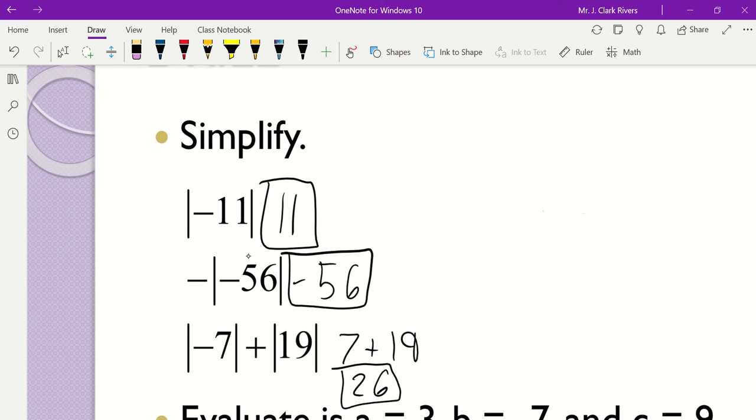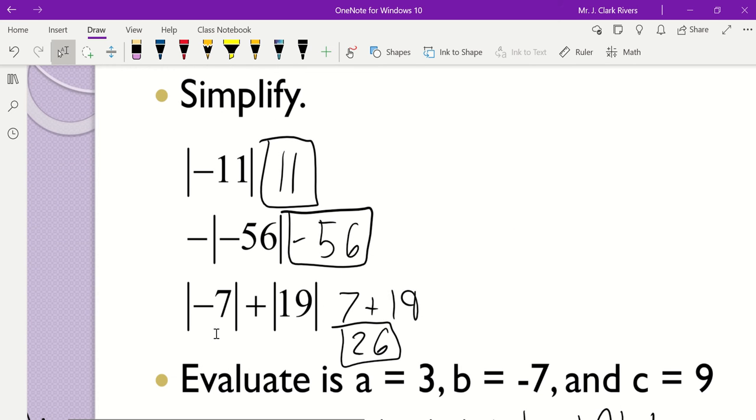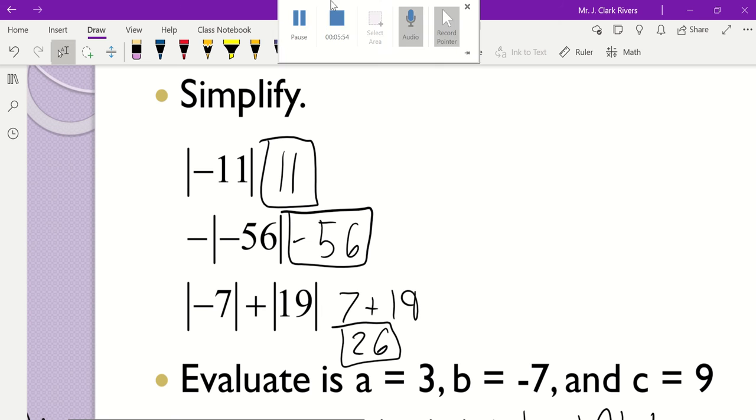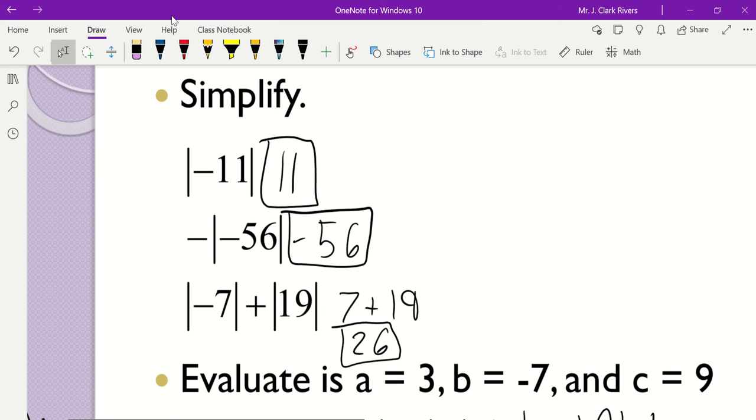Next problem. Absolute value of negative 7 is 7 plus the absolute value of 19 is 19. 7 plus 19 is 26. Blair, great job on those three problems. Blair, pick a number between 1 and 18 for me. 8. Caitlin Kilborn.